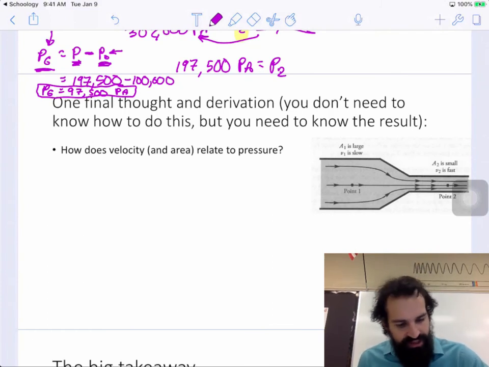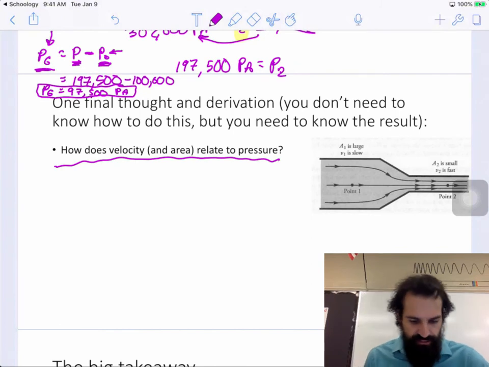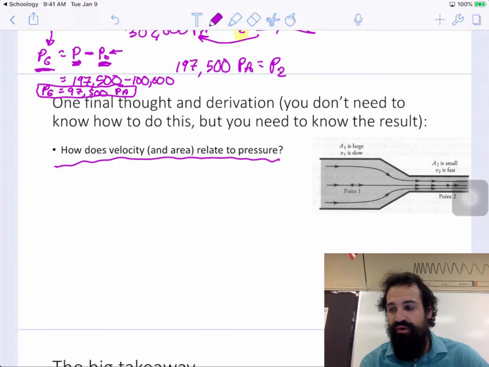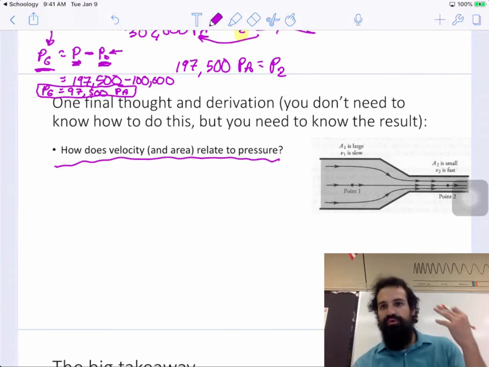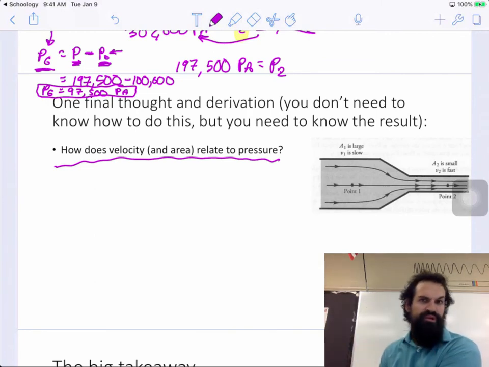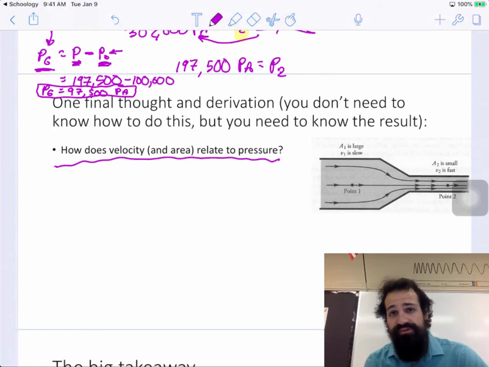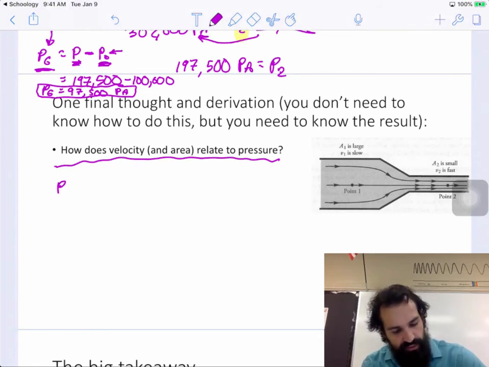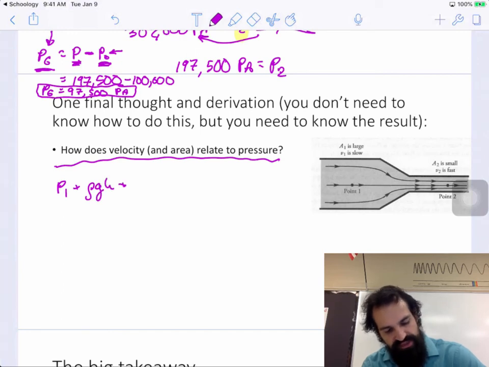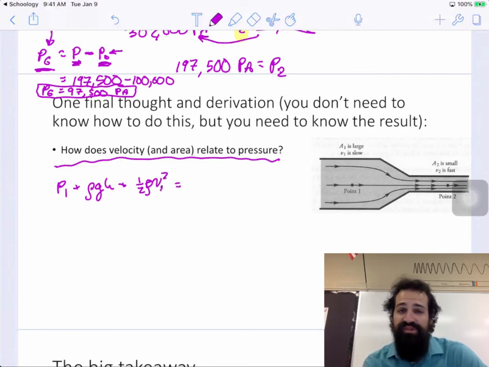But how do velocity and in turn area relate to pressure? Some of you guys probably remember the answer from 9th grade. Higher velocity would mean blank pressure. Higher pressure or low pressure? I don't know. Well, I do know, but we're going to work through it together. And we can use Bernoulli's equation to figure that out. Pressure 1 plus rho g h at position 1 plus 1/2 rho v squared at position 1 equals the same at position 2.